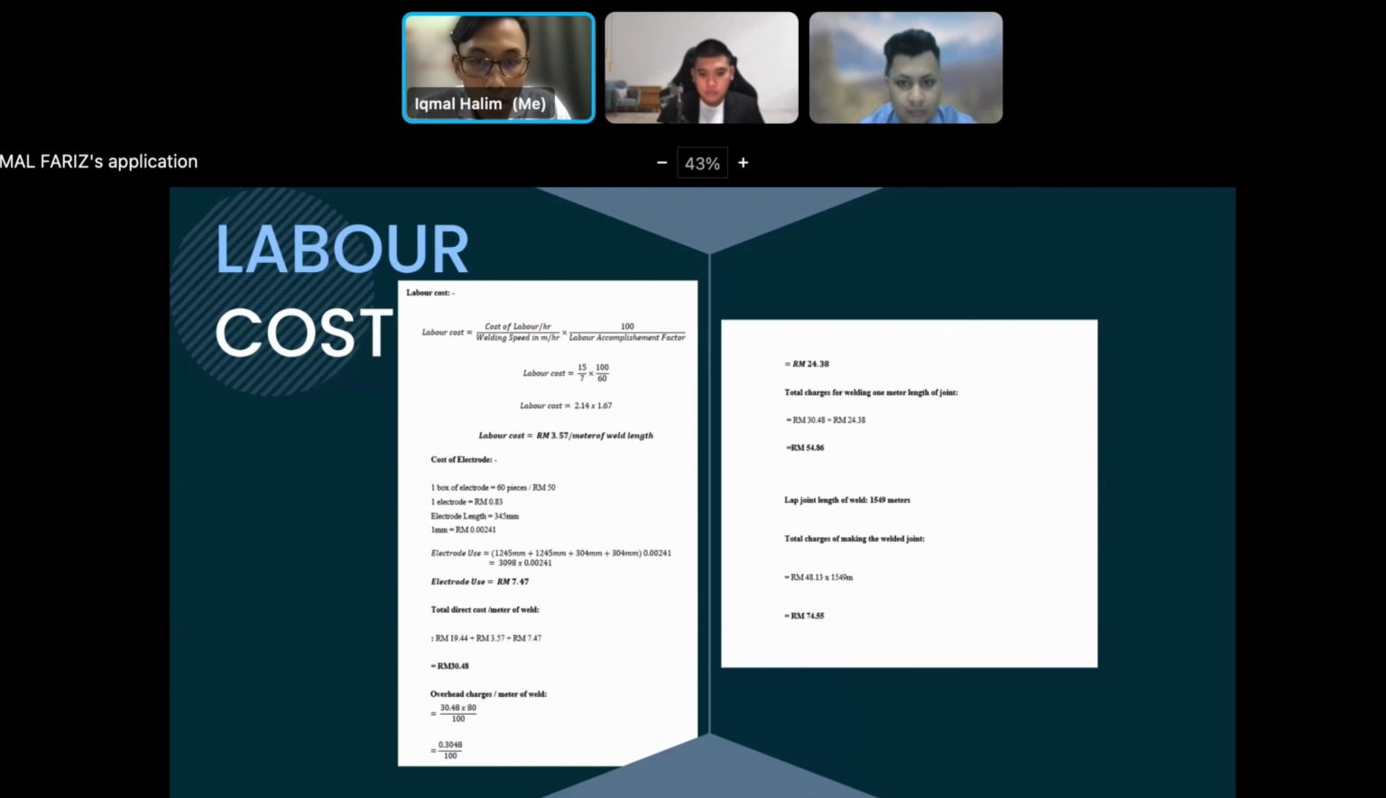So the total charge for welding 1 meter length of joint is 54 ringgit 86 sen. The lap joint length for this project is 1549 meters. So the total charge of making the weld joint is 48 ringgit 30 cents times 1549 meter. So we get 74 ringgit 55 sen.